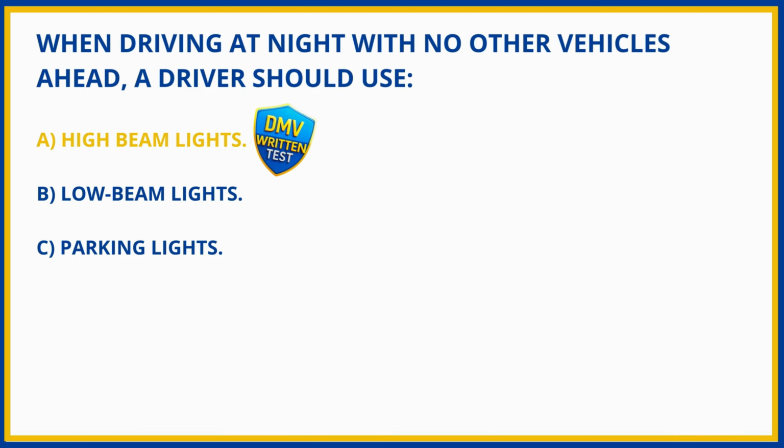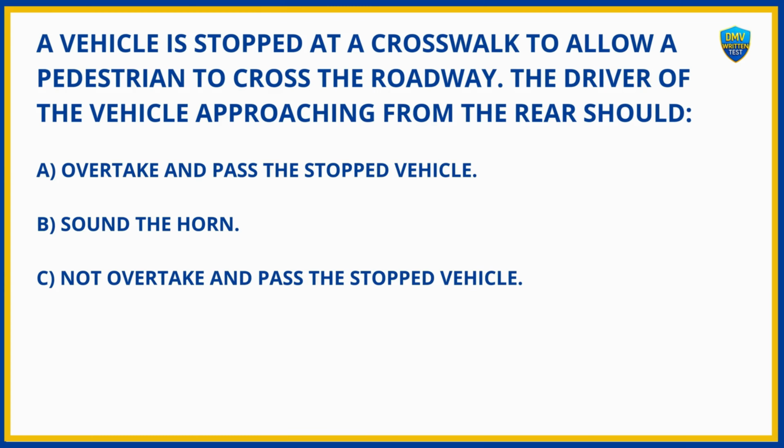A. High beam lights. A vehicle is stopped at a crosswalk to allow a pedestrian to cross the roadway. The driver of the vehicle approaching from the rear should A. Overtake and pass the stopped vehicle. B. Sound the horn. C. Not overtake and pass the stopped vehicle.